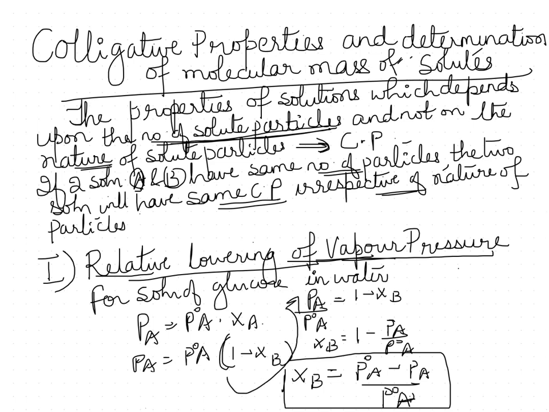Now this is the continuation. Pa divided by P0A is equal to 1 minus XB. XB is equal to 1 minus Pa divided by P0A. Now XB is equal to P0A minus Pa divided by P0A. Very, very important equation we have to use for the problems. So XB is equal to P0A minus Pa divided by P0A. Is it clear? So now let us see what are these things.